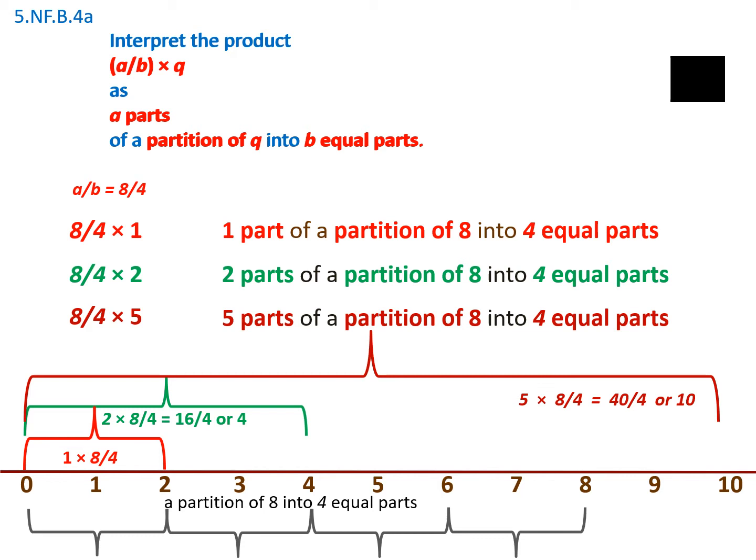We've taken 8 on the number line and divided it into 4 equal parts. And in the multiplications, we have 1 part of this partition of 8 into 4 equal parts. We have 2 parts of the partition of 8 into 4 equal parts. And we have 5 parts of the partition of 8 into 4 equal parts.